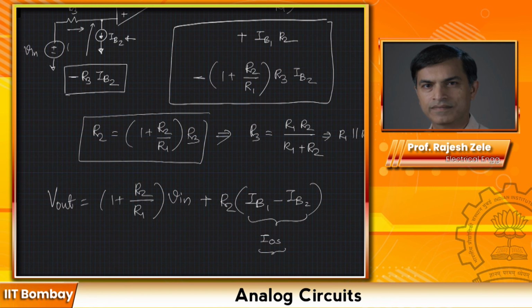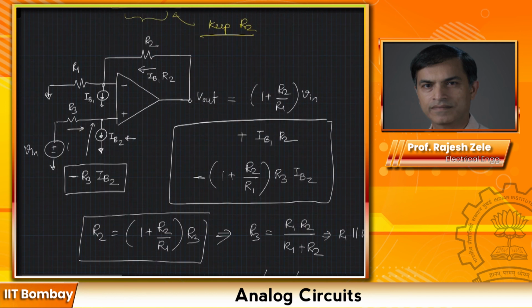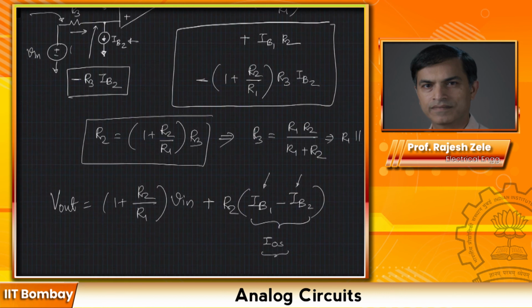Now what have we gained by doing this? What we have gained is IB1 and IB2 individually are generally large numbers, but the difference between them can be an order of magnitude smaller. So by simply adding this resistor, we are able to reduce the impact of the bias currents to the difference between them, the offset current. So this is the way to reduce the impact of input bias current.